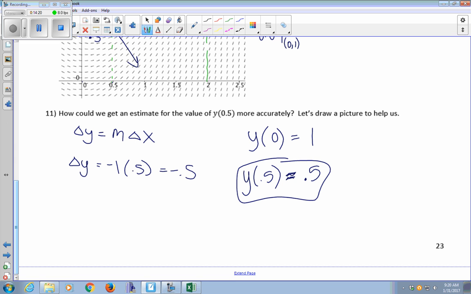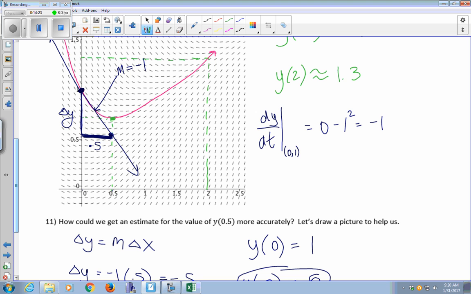So my old y was 1. This point right here had a y of 1. After a change in x of 0.5, my change in y was negative 0.5. So I started at 1, I went down by 0.5, so I landed at 0.5.